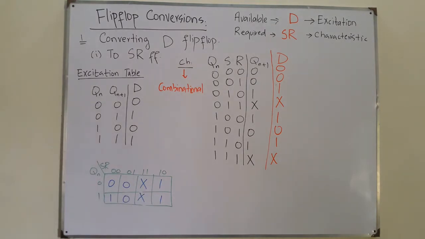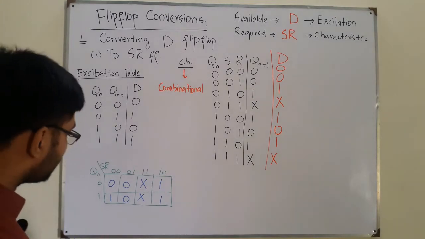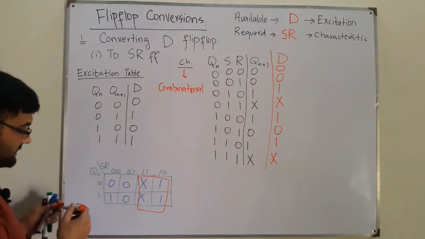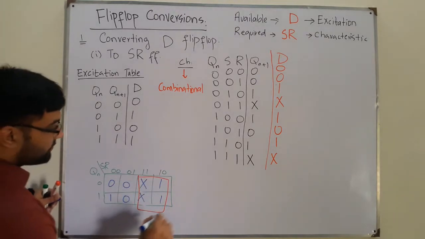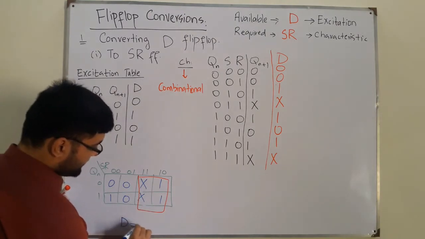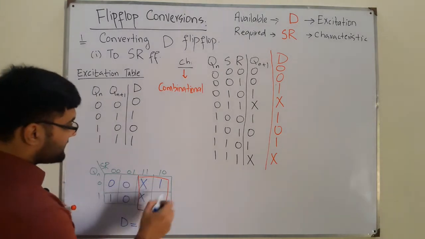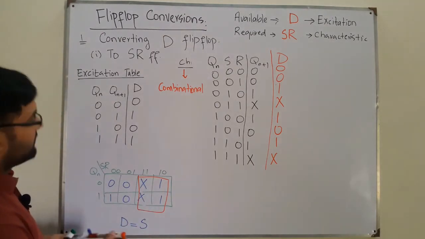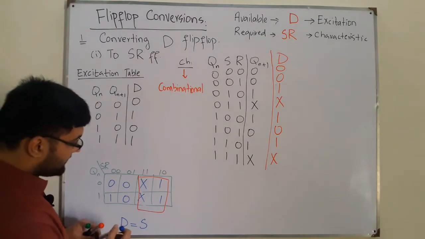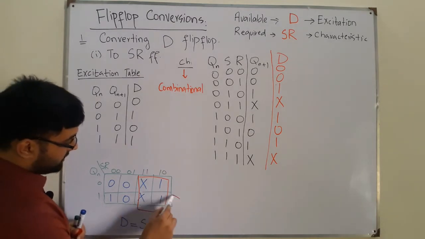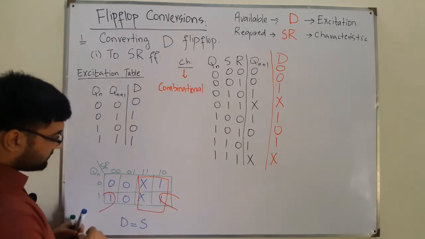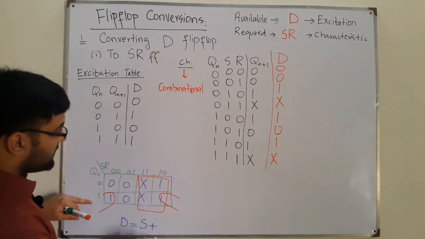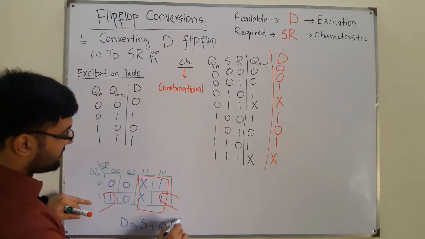All right, so this is it. Now you have to group. We can have a group of four ones from here. This is the first group. This is the table for D. So D is equal to, in this case, Qn is changing, S is not changing, so D is S, ORed with the next group. It's from the corners like this: S ORed with Qn R complement.